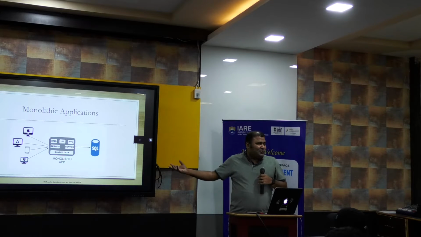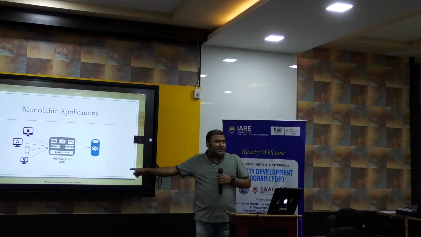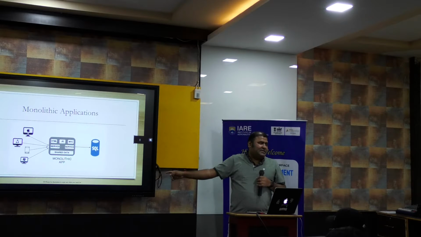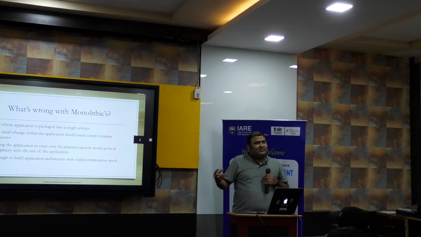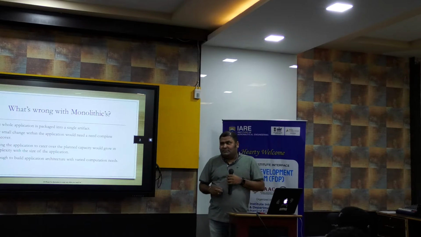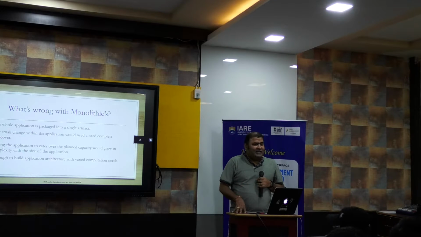It's trying to do everything on its own. It's an all-in-one. Have you heard the proverb, Jack of all trades, master of none? A monolithic application is a Jack of all, but master of none. Why am I telling you this? This is why. It's called a Jack of all because the whole application sits inside a single box. The problem with that is that the whole application is packaged into a single artifact. When we are talking about an artifact, this application could just be going into gigabytes.